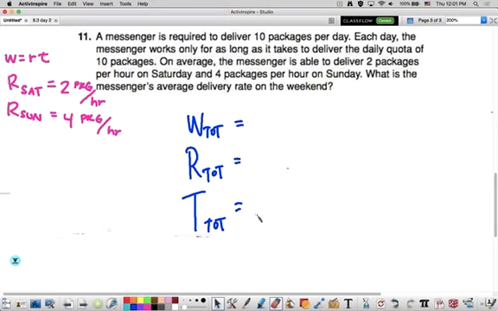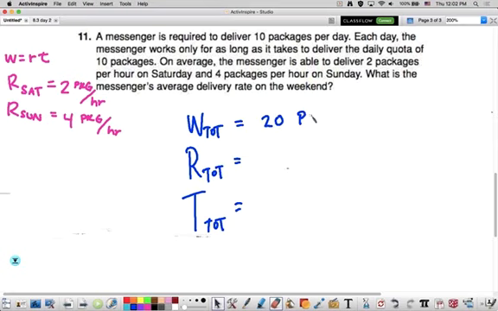Oh, Pamela, you said the work. What is the work? What is the total work? Well, it gives you the amount of packages delivered each day. Okay. And how many days are we talking about? 2. So that means my total work is 20.